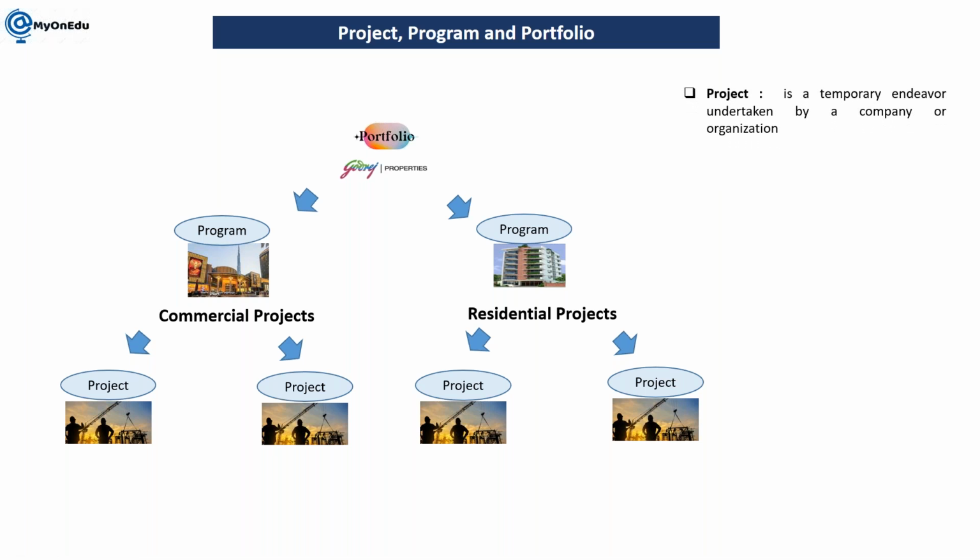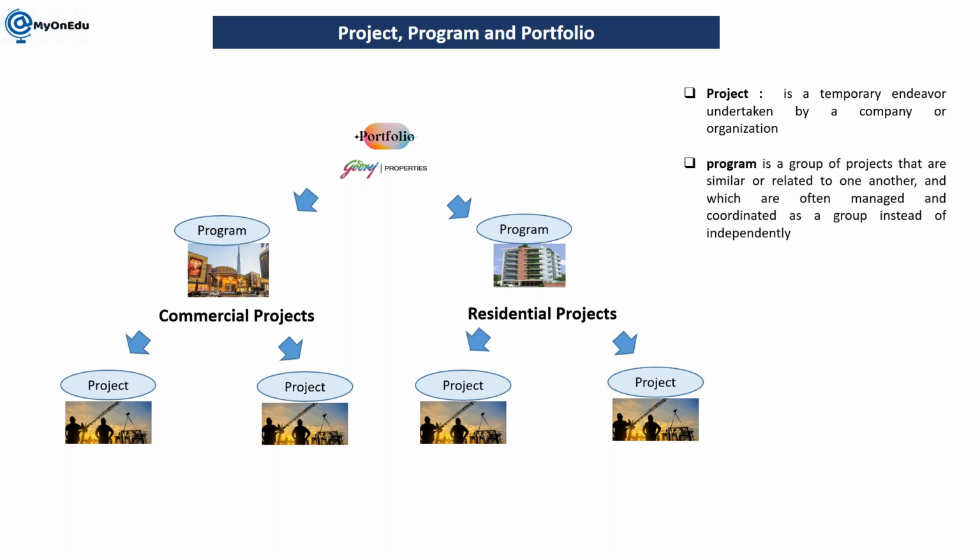So here, a project is a temporary endeavor undertaken by a company or an organization. What is a program? It is a group of projects that are similar or related to one another, and which are often managed and coordinated as a group instead of independently. Then a portfolio is a collection of projects and programs that are managed as a group to achieve strategic objectives.